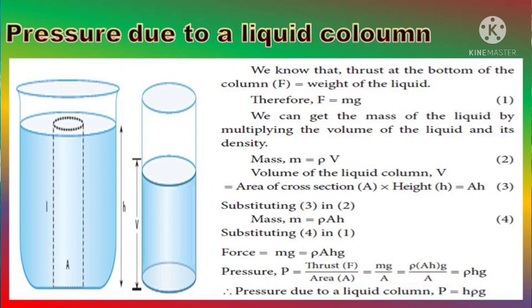So force F, which is equal to m into g, is equal to rho into A into h into g. Then finally we get the pressure P equal to thrust by area, that is F by A, which is equal to mg by A, that is also equal to rho A h into g by A. So A gets cancelled, and we get pressure P equal to rho into h into g. This expression shows that pressure in a liquid column is determined by depth, density of the liquid and the acceleration due to gravity.